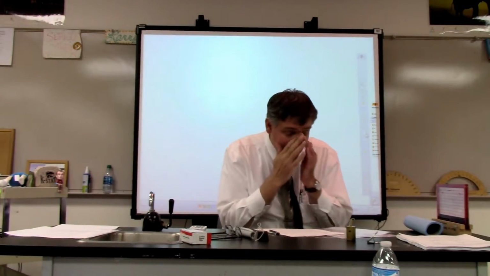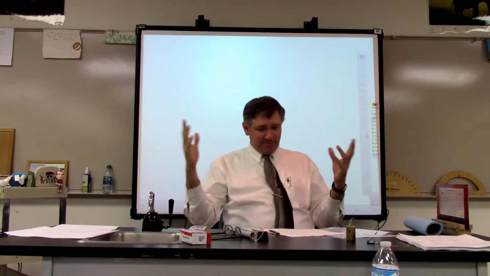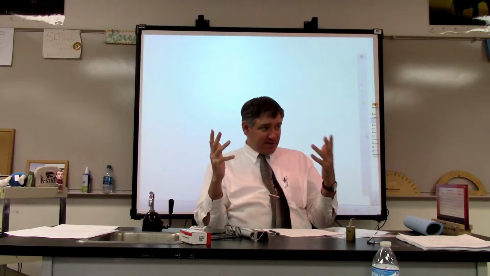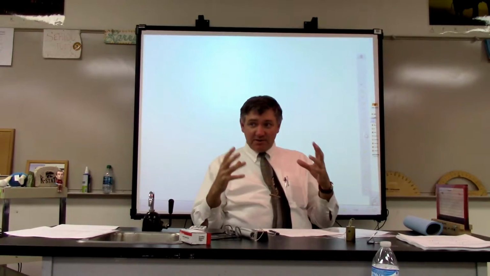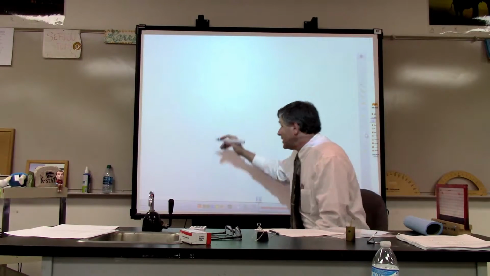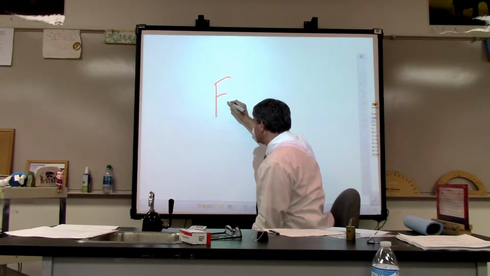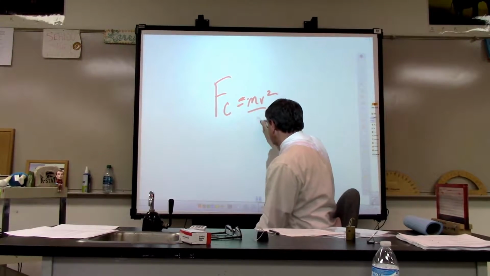So here's what's gonna happen with this lab. This has become affectionately known as the cowboy lab / cowgirl lab, depending upon your preference. And here's the basic idea. We're going to look at the variables that deal with centripetal force. And the biggest one we're going to look at is this equation: centripetal force equals mv squared over r.